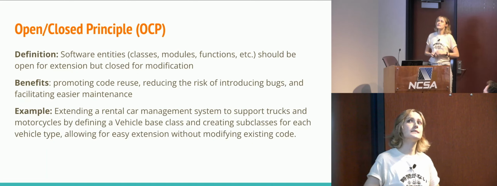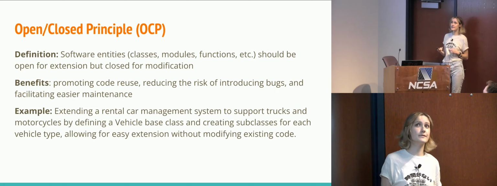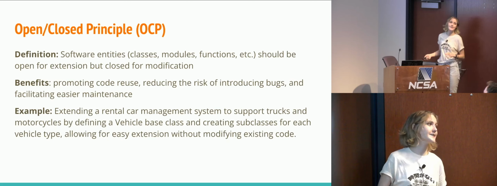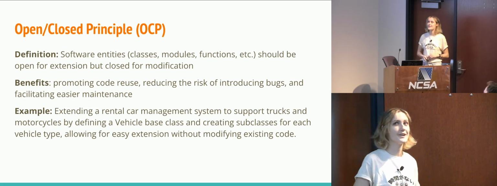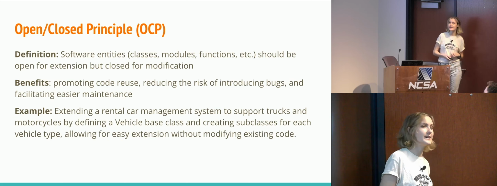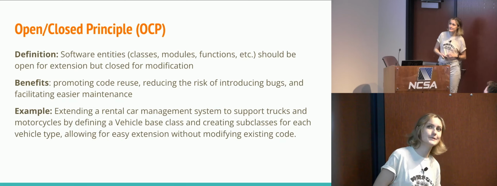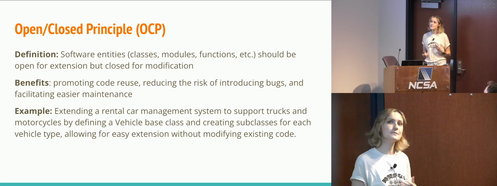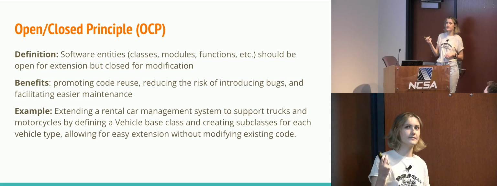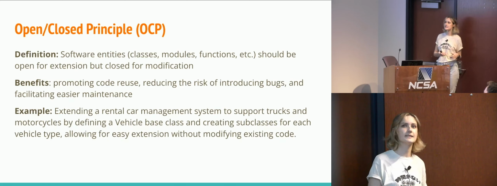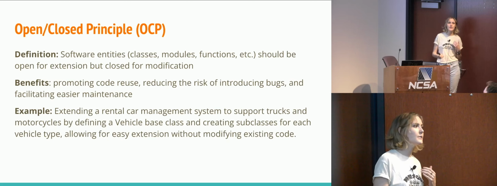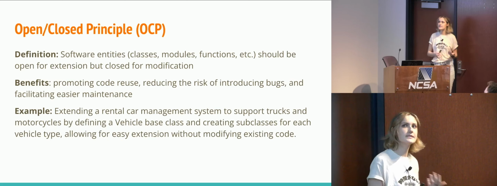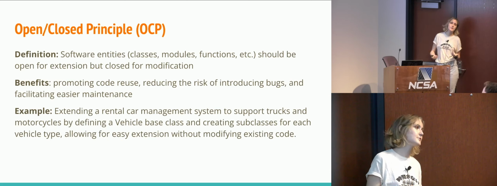The OCP says that software entities should be open for extension but closed for modification. I'm sure you all are kind of sick of me listing the same benefits that we see all over OOP, but this definitely does make things a lot easier and easier to maintain. An example of this would be extending a rental management system to support trucks and motorcycles by defining a vehicle base class and then creating subclasses for each vehicle type, instead of going in and modifying existing source code in which we might then change our rental car management to then support motorcycles.